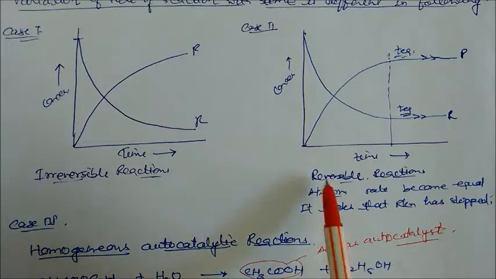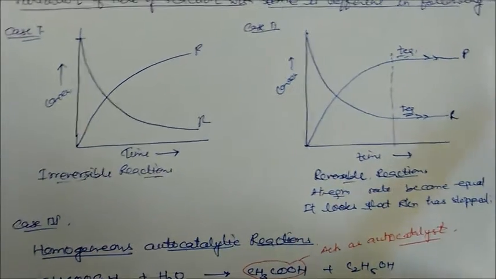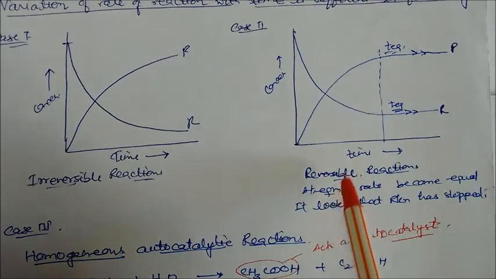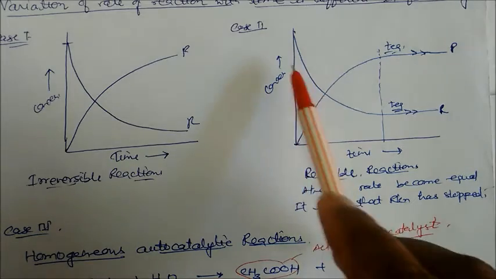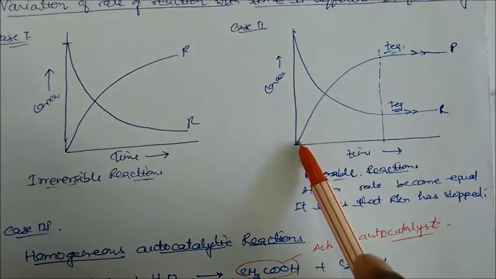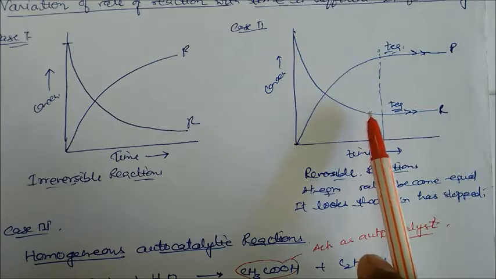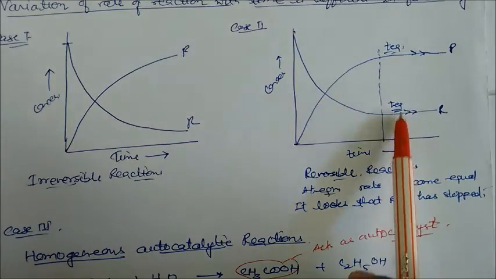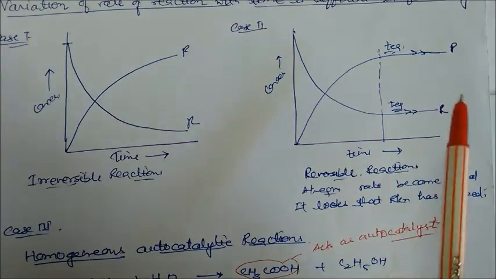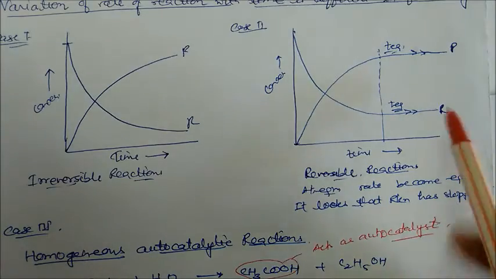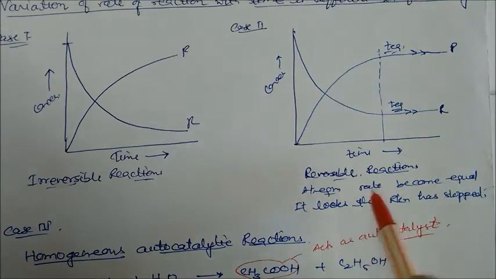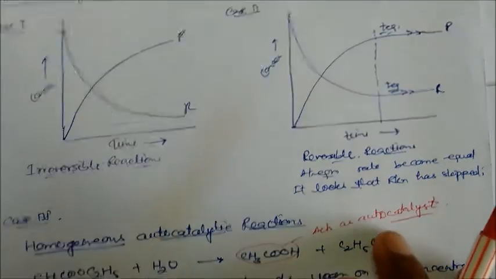But if you take reversible reactions, what happens is that the concentration of reactant is decreasing and the concentration of product is increasing, but after some time the concentrations of reactant and product become constant. It looks like the reaction has stopped, but the reaction is not stopped. The reaction rates become equal, and the reaction is still going on. This we have seen.